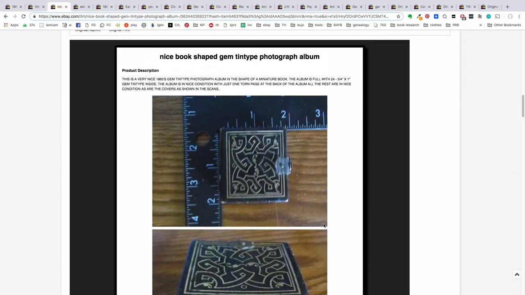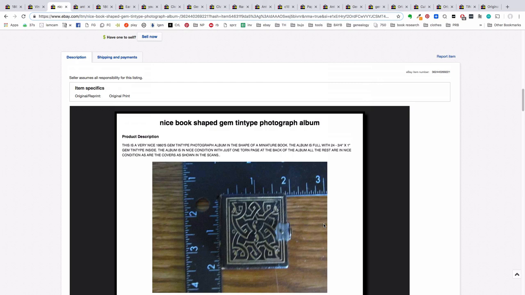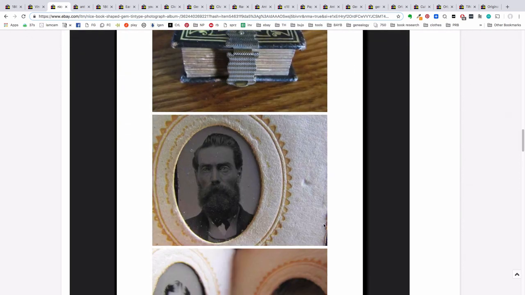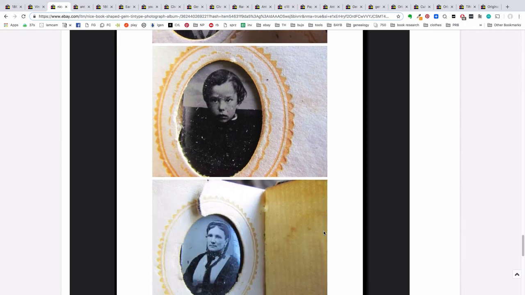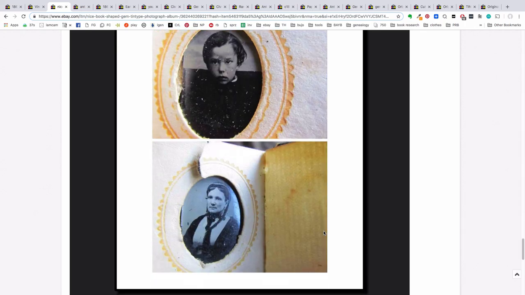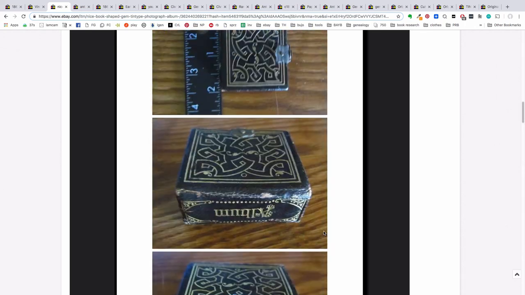I don't know how many are in this one. Oh, there's only 24 pictures in this one. So not bad. And they're not super unusual. They're quite typical, actually.